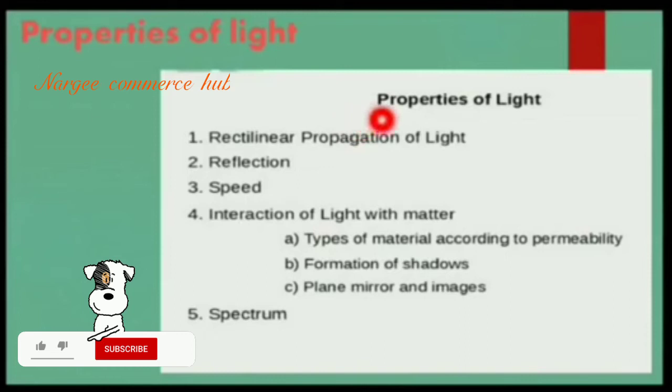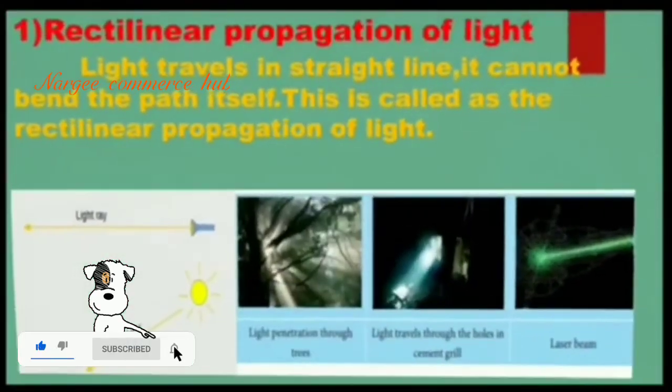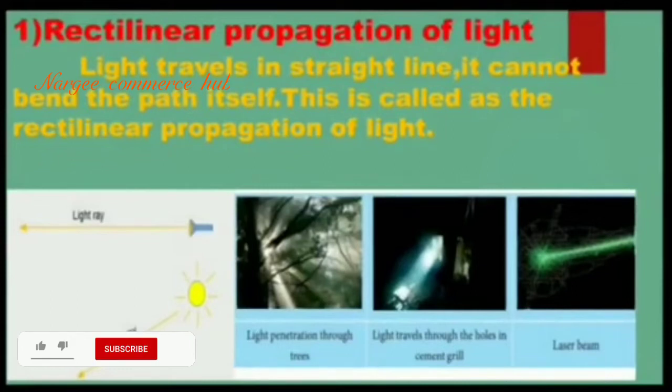First one, rectilinear propagation of light, reflection, speed, interaction of light with matter, types of material according to permeability, formation of shadows, plane mirror and images, spectrum. Let us discuss the properties of light one by one. First topic is rectilinear propagation of light.